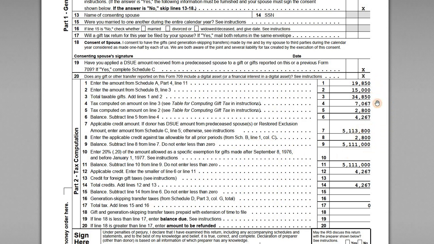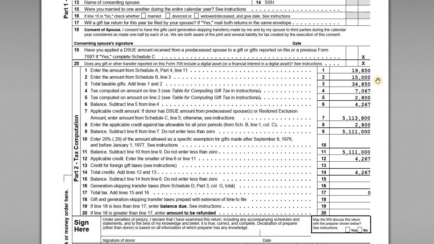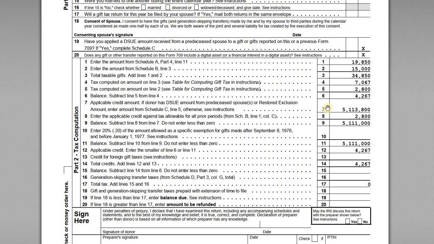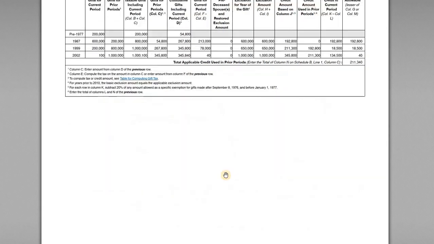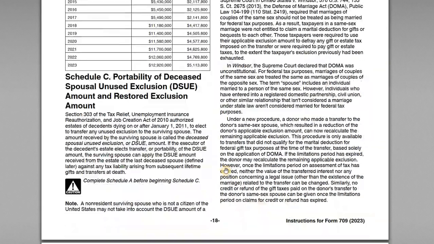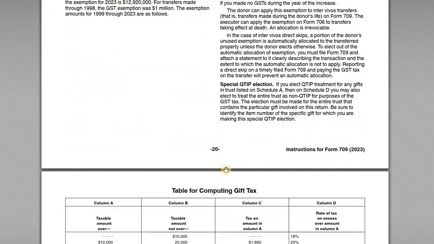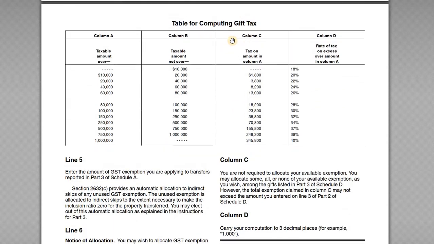All right, so now that we have lines 1 and 2, add those together and we get total taxable gifts of $34,850. Lines 4 and 5, we now calculate the tax. You're using the current year tax tables on line 3 and then on line 2 here. So if I jump to the form instructions again, let me find the tables for the current year. Okay, so we've got the table for computing gift tax for the current period.